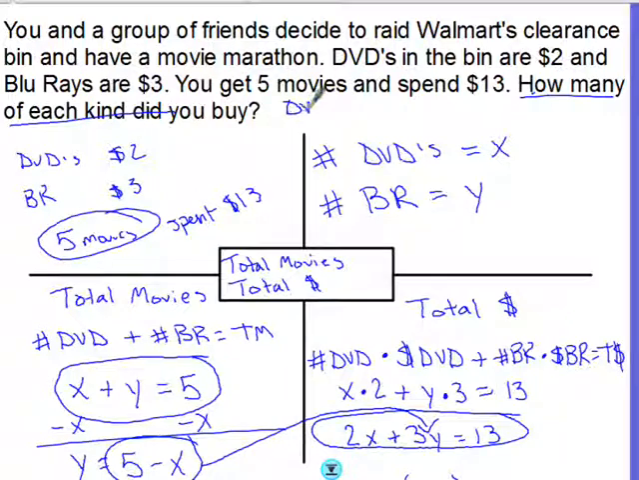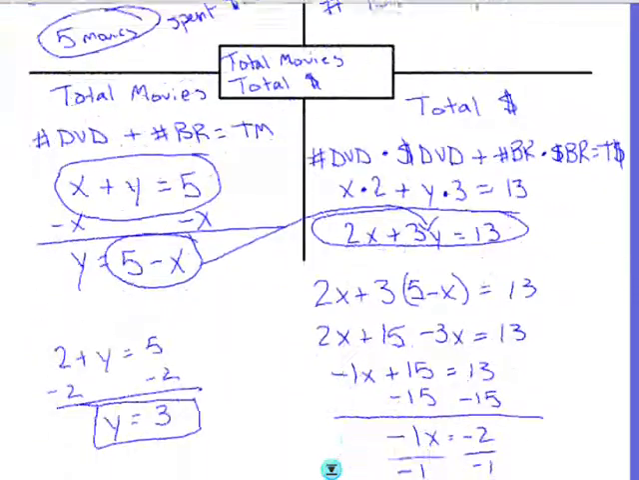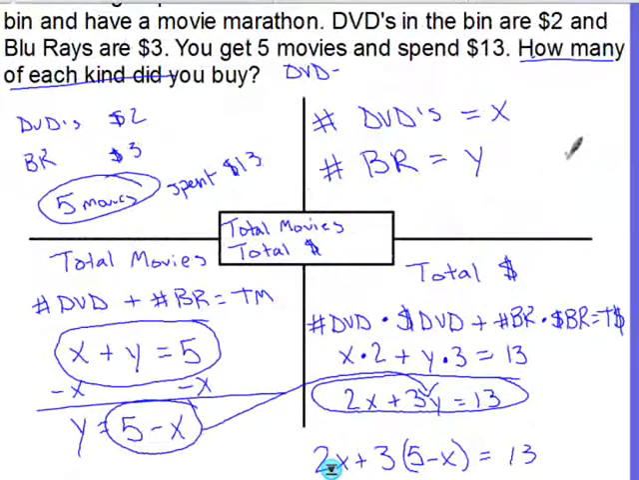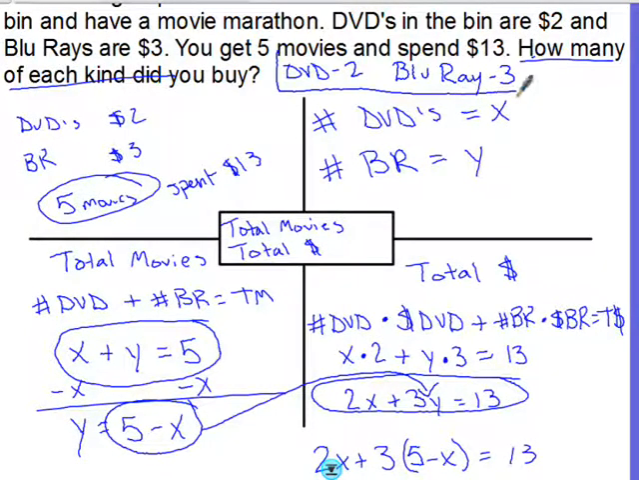So DVDs we bought, well, we said DVDs was x, alright, and x is equal to 2. So we bought 2 DVDs. And then Blu-rays, we said that was equal to y, and we found that y is 3, so we bought 2 DVDs and 3 Blu-rays.